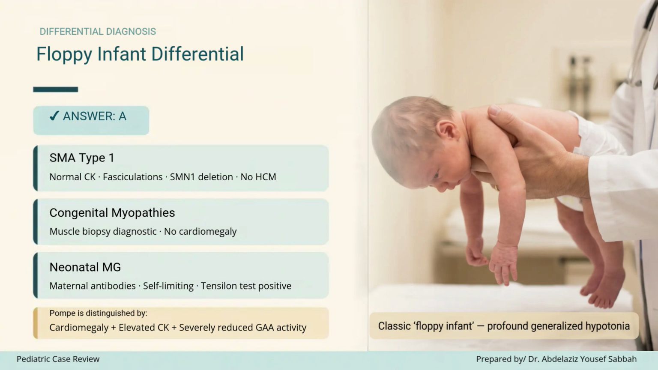Congenital myopathies are diagnosed by muscle biopsy and characteristically lack cardiomegaly. Neonatal myasthenia gravis is caused by transplacental maternal antibodies, is self-limiting, and improves with a cholinesterase inhibitor test. What distinguishes Pompe disease from all of these is the combination of cardiomegaly and elevated creatine kinase and severely reduced acid alpha-glucosidase activity.